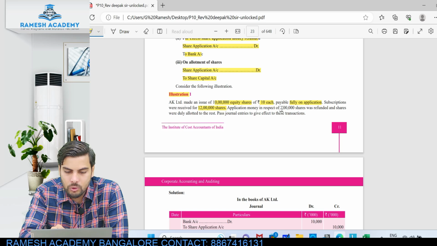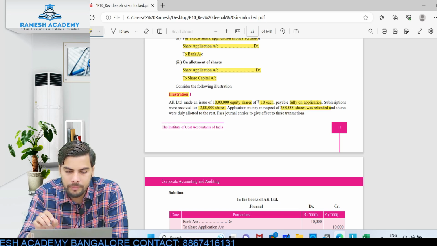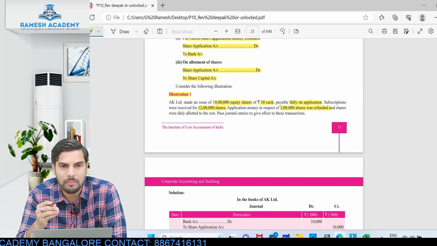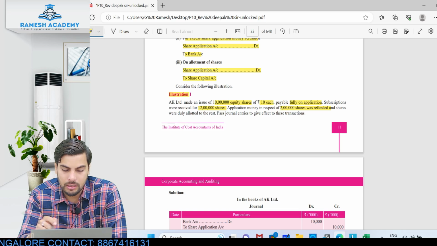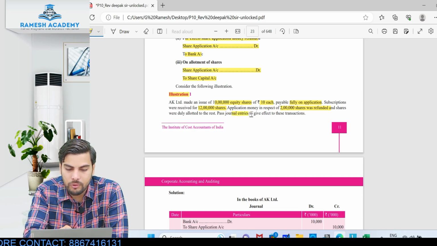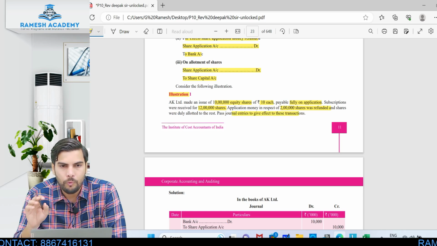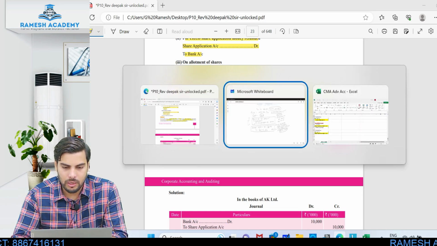Application money in respect to 2 lakh shares was refunded. Okay, so they have clearly mentioned that excess application money is being refunded, and shares were duly allotted to the rest. Pass the journal entry and give effect for these transactions. Okay, so very simple transaction. I'll just write it over here.